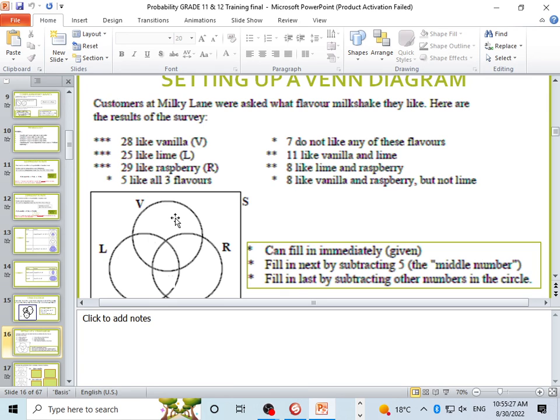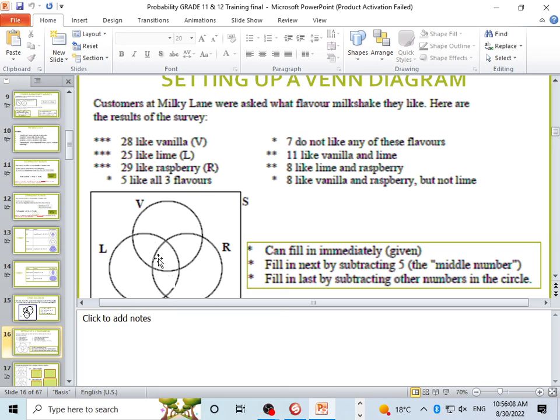What do you say? 28 like vanilla. 9. How do you get to 9, princess? You subtracted these that you already have in there. Because just because you like vanilla doesn't mean you don't like the others. So Princess said 28 minus the 8 for liking vanilla and raspberry, minus the 5 for liking vanilla, lime and raspberry, minus the 6 for liking vanilla and lime. Let's just finish it. So that gives me an answer of 9.